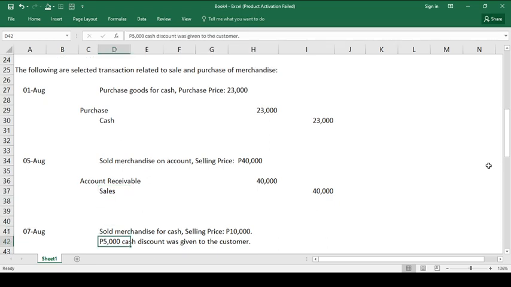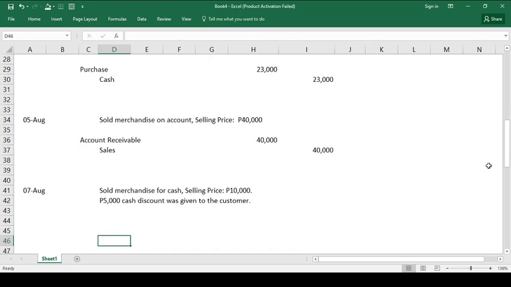August 7, sold merchandise for cash, selling price 10,000 pesos. And then we have a second transaction here. 5,000 cash discount was given to the customer. Take note, una, meron po tayong naibenta na merchandise for cash. So obviously, we debit cash because we receive cash and the selling price of the merchandise we sold was 10,000 pesos. And then next, we will record sales at 10,000 pesos.